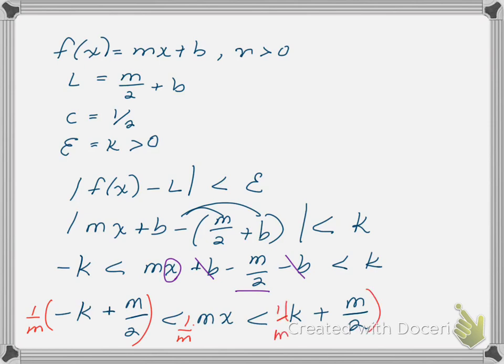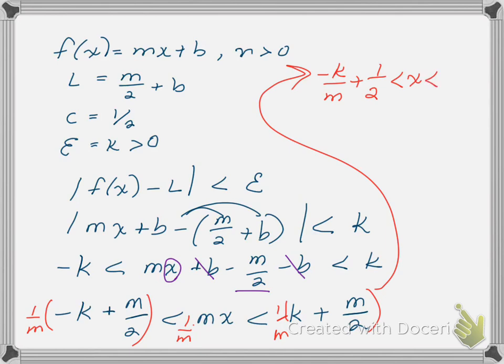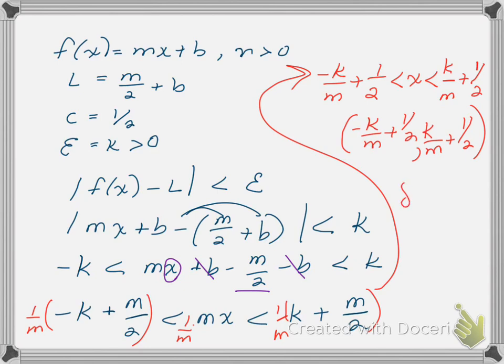okay, and I'm running out of room here, but I'll just come up here. So I have negative k all over m plus m all over 2m, which is just 1 all over 2, is less than x, and then we have the positive counterpart, so k all over m plus 1/2. So that's our interval, negative k all over m plus 1/2, comma, and then the positive over here. Okay, and then that implies that our delta would just be k all over m.